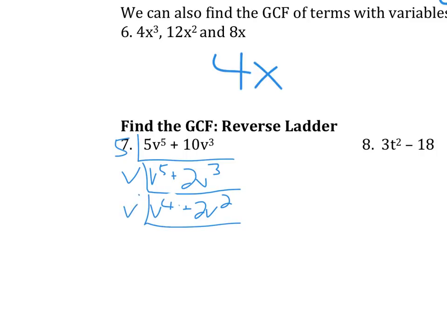And then this time we see, oh, there's two v's that they have in common, so I have a v squared. And then we're just subtracting those exponents, so I get a v squared there, and then a 2. No variables left, so then this becomes our GCF, so it's 5. And then I have 1, 2, 3 v, so v cubed.